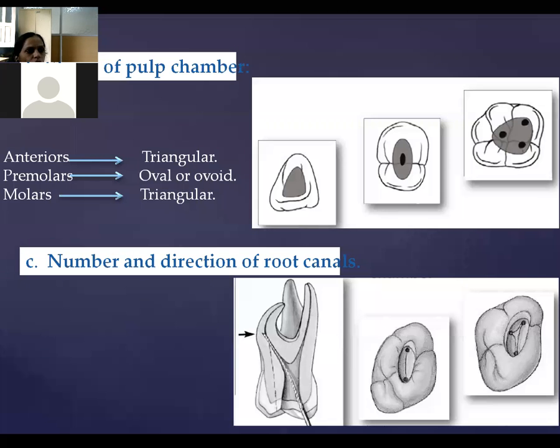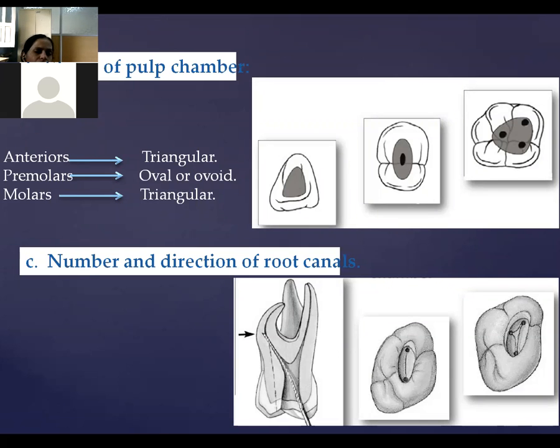So the outline of your pulp chamber depends on the size of the pulp chamber. Suppose in a young patient, the size of the pulp chamber is large, so the access cavity is large. In an older patient, the size of the pulp chamber is small, so the access cavity is small. Am I clear? Similarly, your access cavity shape will change depending upon which type of tooth you are treating.